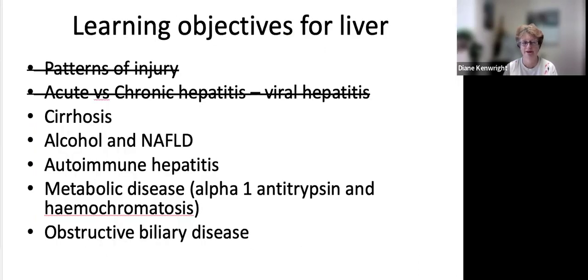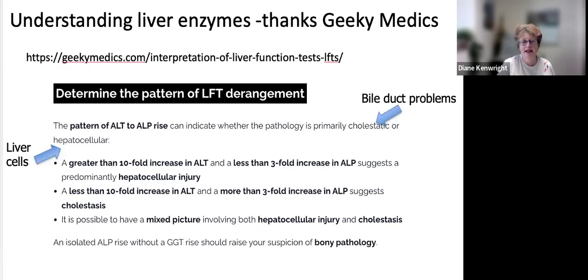Okay, so we've talked about patterns of liver injury. In particular, we've talked about acute and chronic hepatitis and viral hepatitis. We're going to go on and talk about the rest in just a moment. But first, understanding liver enzymes. So key to understanding the liver is understanding liver enzymes.